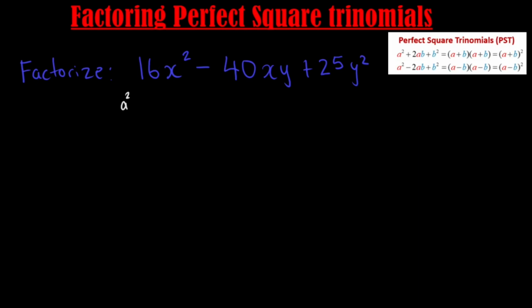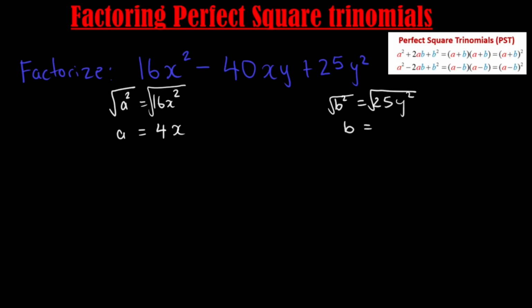So we say that this is our a squared. So our 16x squared is our a squared. I want to find the square root of this. So our square root of 16 is 4, and the square root of x squared is x. So we see that our first term here is a perfect square. Let's check to see if our last term is also a perfect square. So it should be b squared, and it's equal to 25y squared. b would be equal to the square root of 25, which is 5. The square root of y squared is y. So we see that our last term is a perfect square.